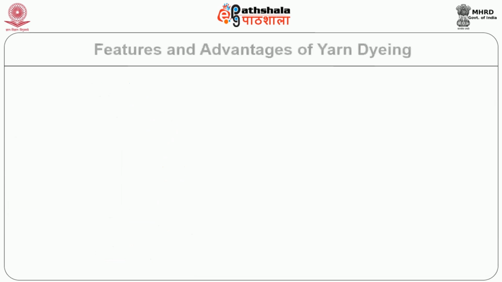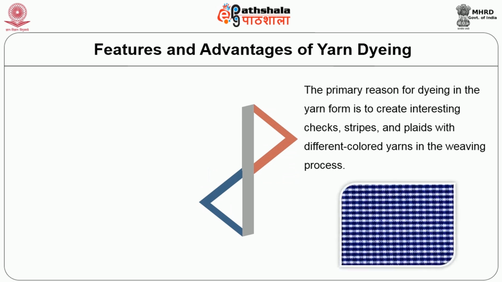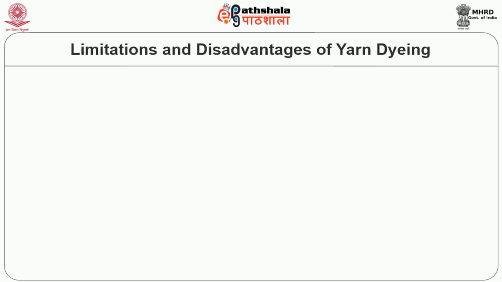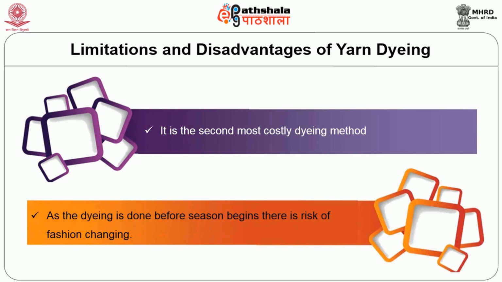Advantages of yarn dyeing are: the primary reason for dyeing in the yarn form is to create interesting checks, stripes and plaids with different colored yarns in the weaving process. Yarn dyed fabrics are usually brighter and richer in color. The disadvantages of yarn dyeing are: it is the second most costly dyeing method. As the dyeing is done before the season begins, there is a risk of fashion changing.